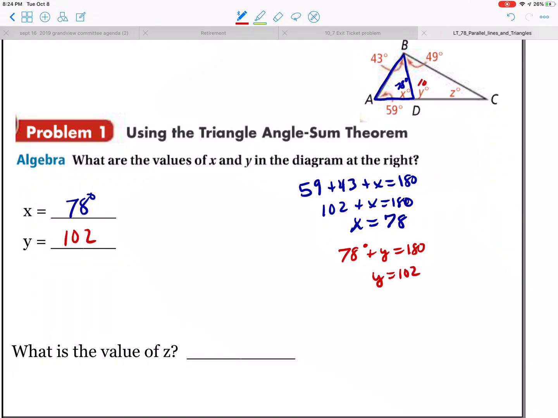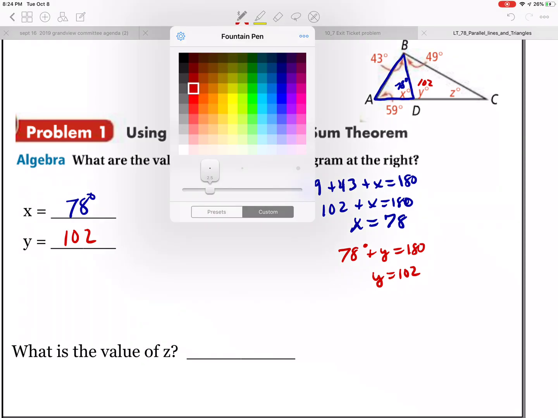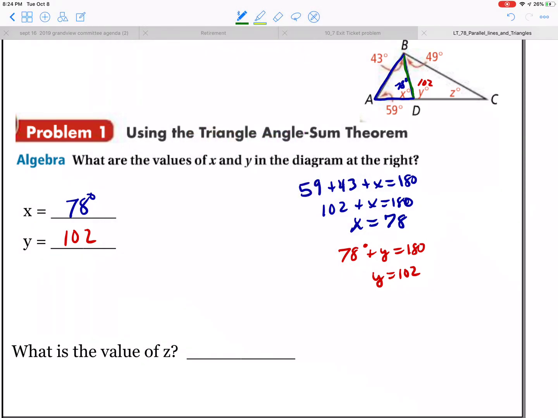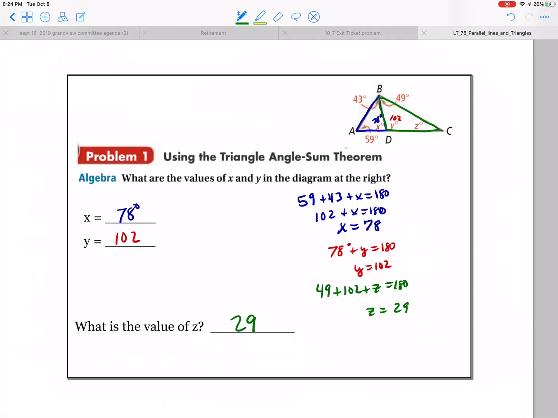So if that's 102, now I can see that in this green triangle, those angles add up to be 180. So I have 49 plus 102 plus z equals 180. And so I can solve this for z, and I get that z is 29. So that's how you get those angles. You start with x in this case, and you work your way over to the other angles.